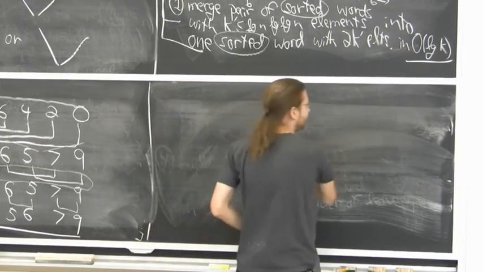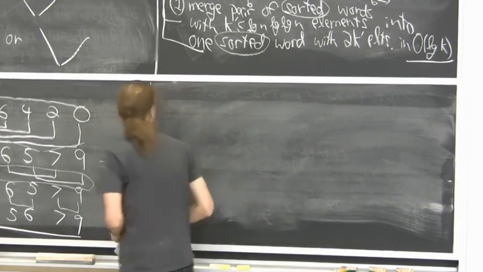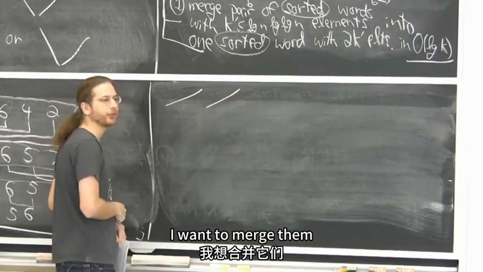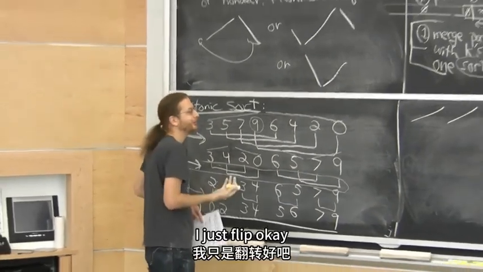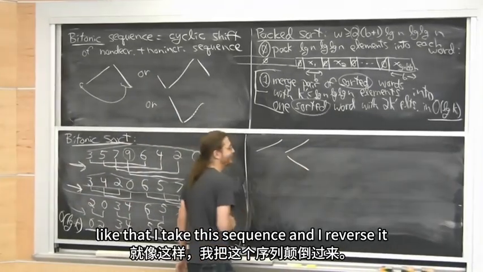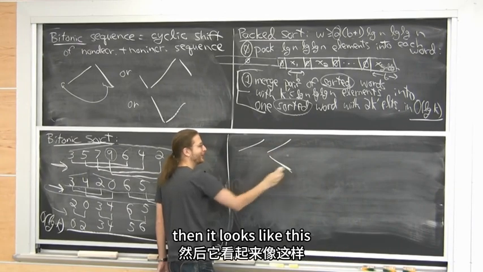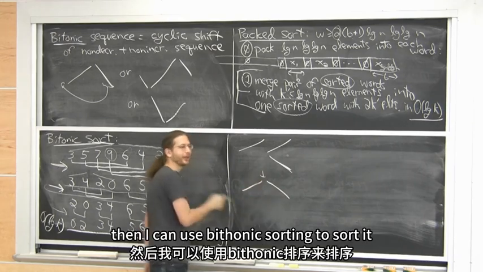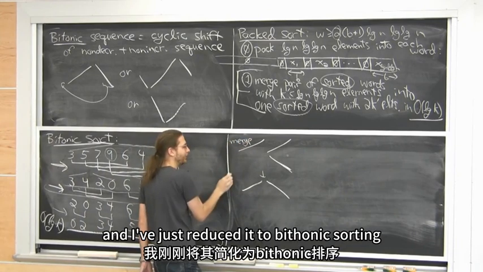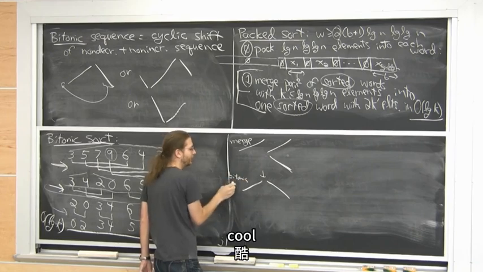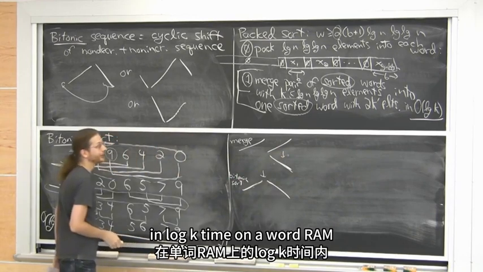One other thing is I don't want to sort a bitonic sequence. That wasn't my goal. My goal was to merge 2 sorted sequences. Okay, so I have 2 sorted sequences. I want to merge them. How do I make that bitonic? I just flip, like that. I take this sequence and I reverse it. If I take a sorted sequence and reverse it, then it looks like this. And so then the result is bitonic. Then I can use bitonic sorting to sort it. So this is the merge problem, and I've just reduced it to bitonic sorting. Cool. Except, how do I reverse a sequence in log k time on a word RAM?